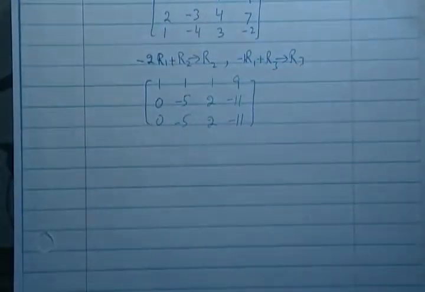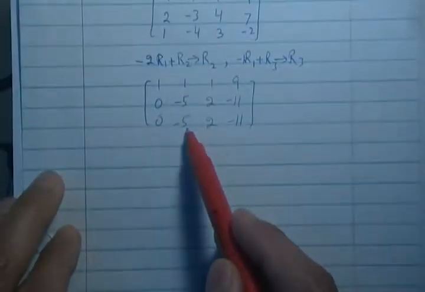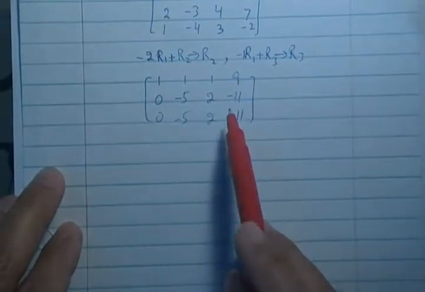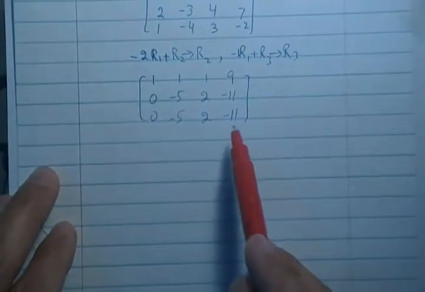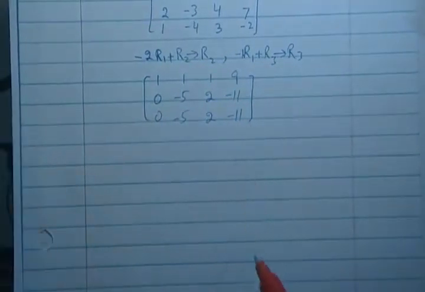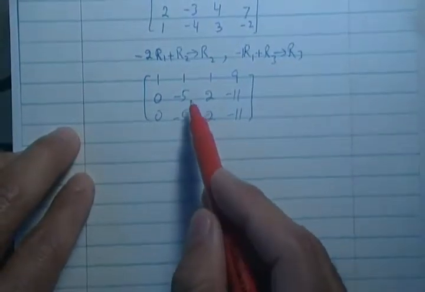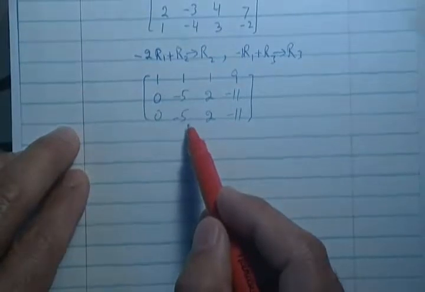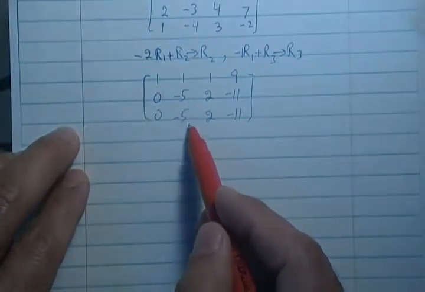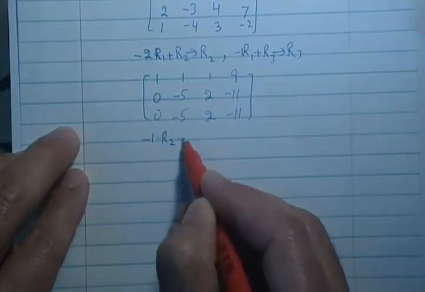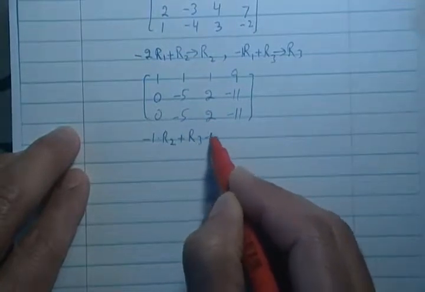Now you can see that row 2 and row 3 are similar: negative 5, 2, negative 11 in both. This is an indication that this system has infinitely many solutions, right? So let's make this 0 now, by subtracting row 2 from row 3, or multiplying row 2 by negative 1 and adding to row 3. This is how we write: negative 1 times row 2 plus row 3 is row 3.